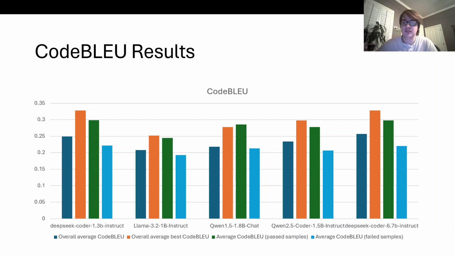And then you can also see in the light green and the light blue, the average CodeBLEU per pass sample and the CodeBLEU per failed samples. We can see that Qwen performed slightly worse in these categories, which is representative of how it performed before. Qwen 1.5 performed slightly worse again, and then Llama performed even worse than Qwen on the CodeBLEU metrics in almost all categories. Then we have the DeepSeek 1.3 coder, which performed very similarly to its 6.7 counterpart.